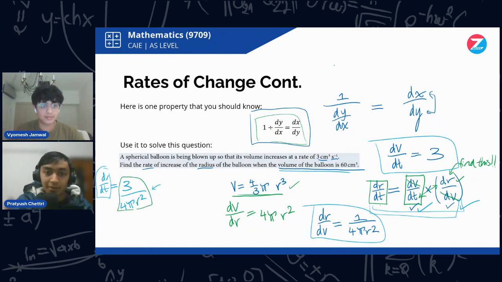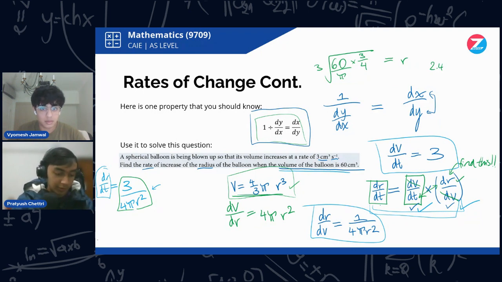So 60. I'm just going to rearrange this in my head. You can rearrange it as well. Times 3 over 4 divided by pi, cube root, equals. I got something like 2.4285. Can you cross-check that? Okay. Cube root of 60 over pi. Yeah, 2.43. So this is my radius.